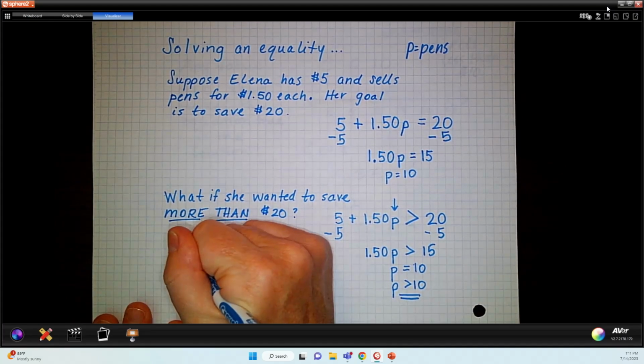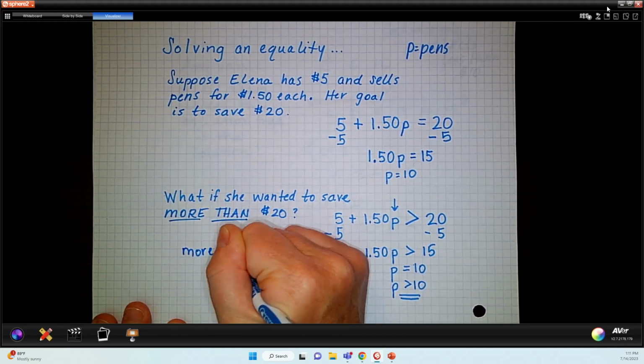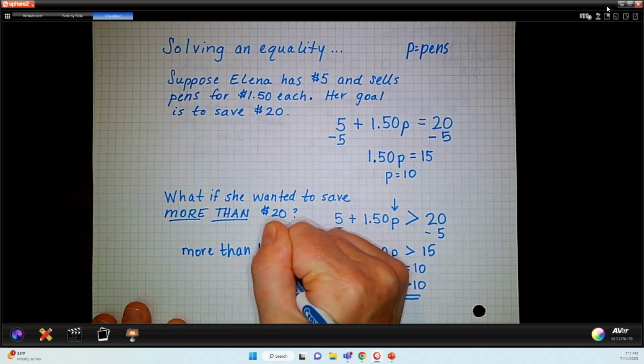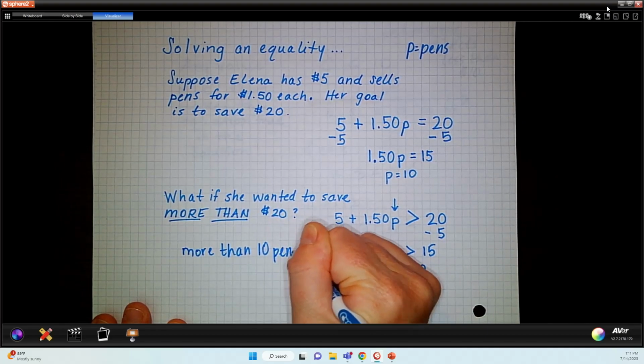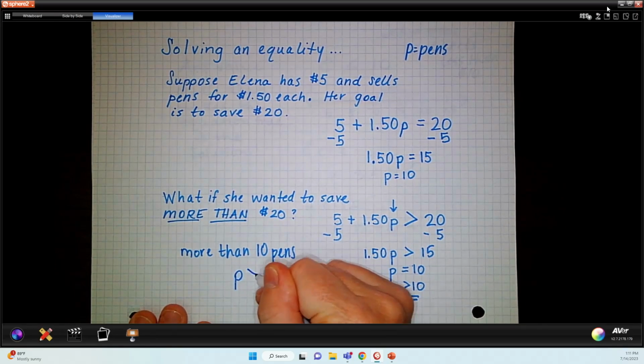So she must sell more than 10 pens in order to make more than $20. So P would be greater than 10.